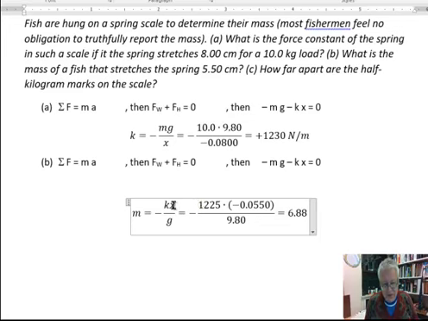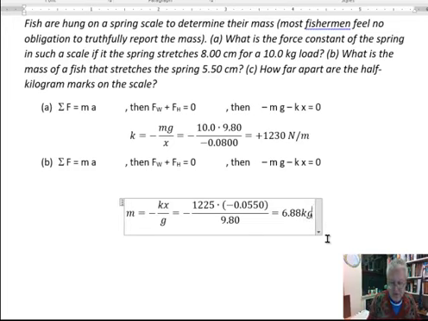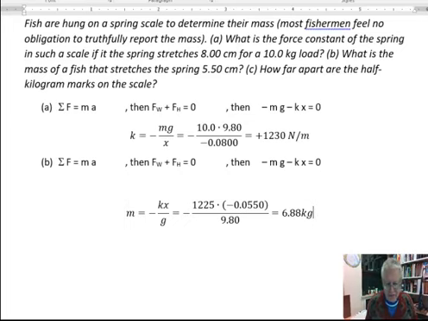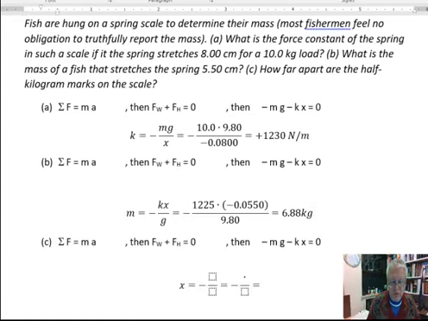6.88 kilograms. Oh, by the way, the mass should be in kilograms, right? So here we have newtons. When you divide newtons by an acceleration, by definition, you come up with kilograms. So it is 3 sig figs, so I'm just going to leave it as 6.88. But again, it's just a little bit too accurate. The fish is 6.9 kilograms or 7 kilograms. All right, again, take another pause for the third part.